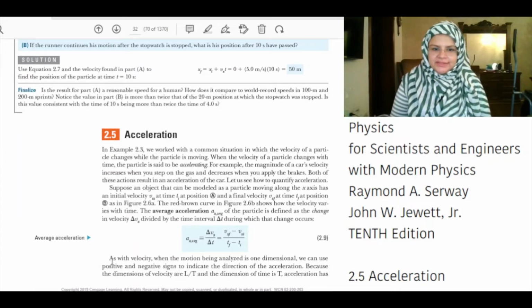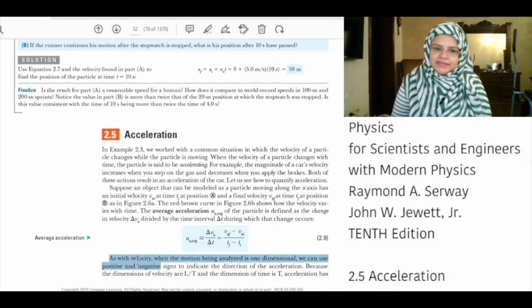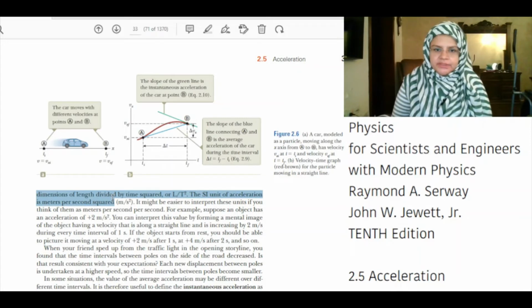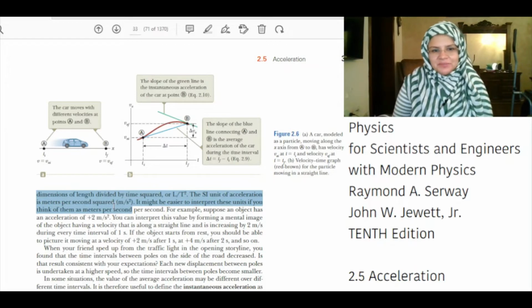As with velocity, when the motion being analyzed is one-dimensional, we can use positive and negative signs to indicate the direction of acceleration. Because the dimensions of velocity are L over T and the dimension of time is T, acceleration has dimension of length divided by time squared, or L over T squared. The SI unit of acceleration is meter per second squared, m over s squared. It might be easier to interpret these units if you think of them as meter per second per second.